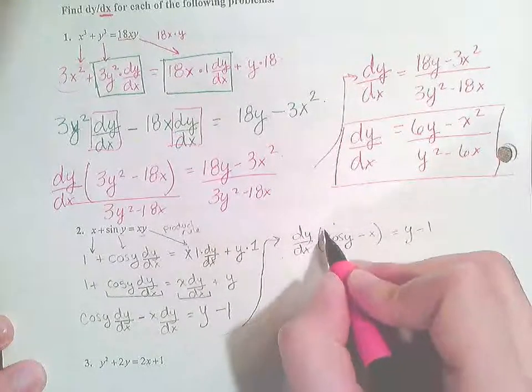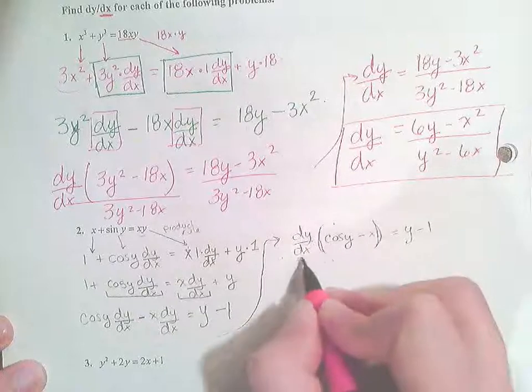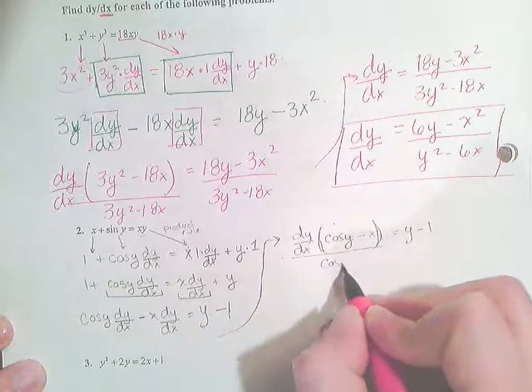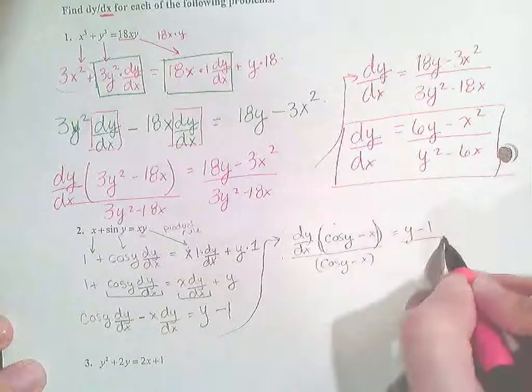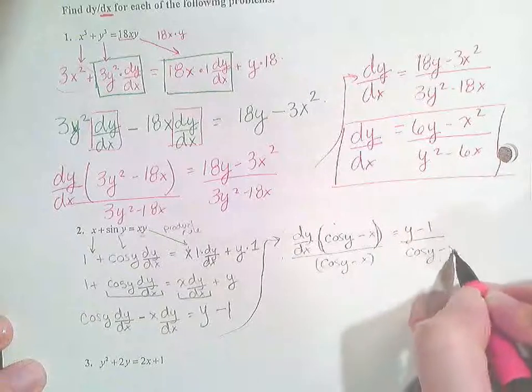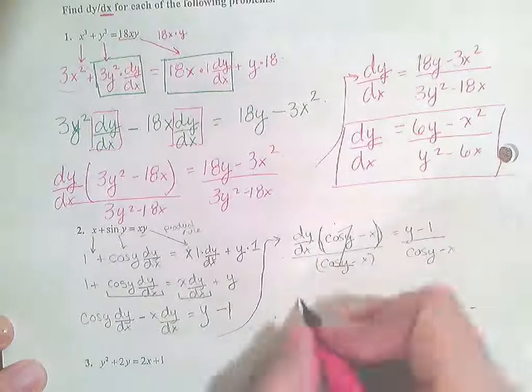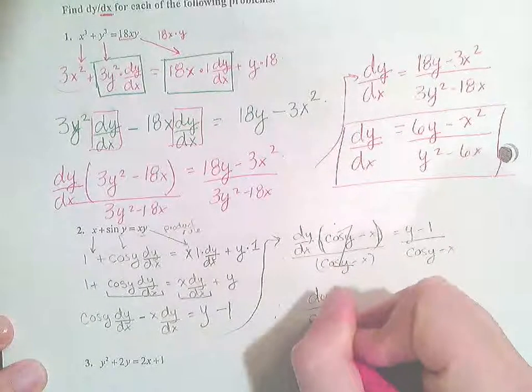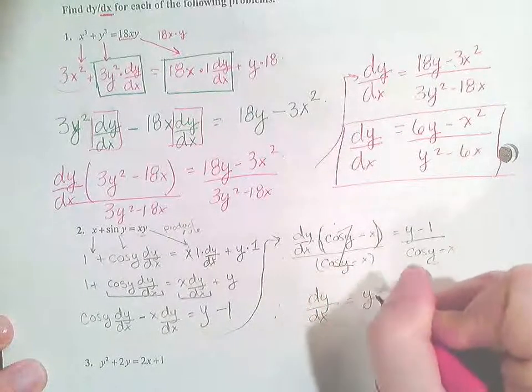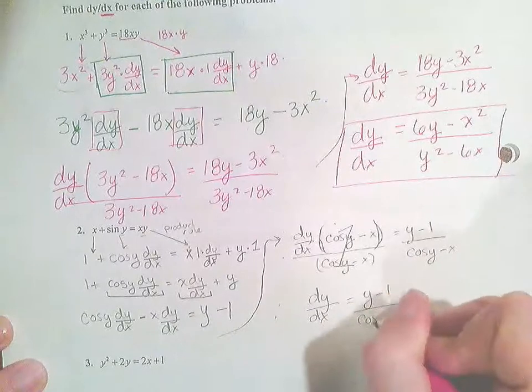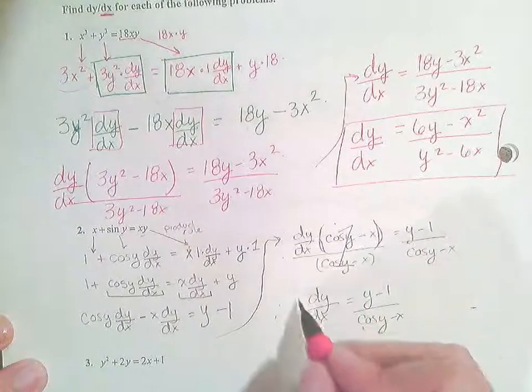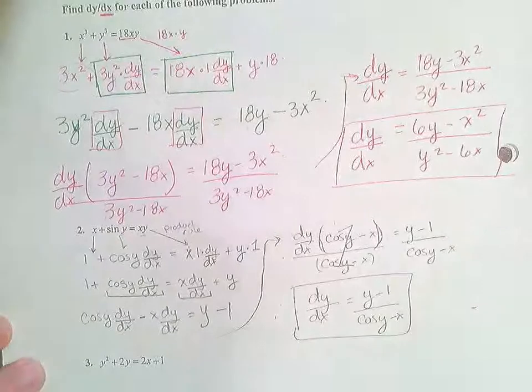Now because dy/dx is multiplied by this whole entire thing, we're going to divide by this whole entire thing. That cancels out on this side, so we're left with dy/dx equals (y minus 1) over (cosine of y minus x). Done.